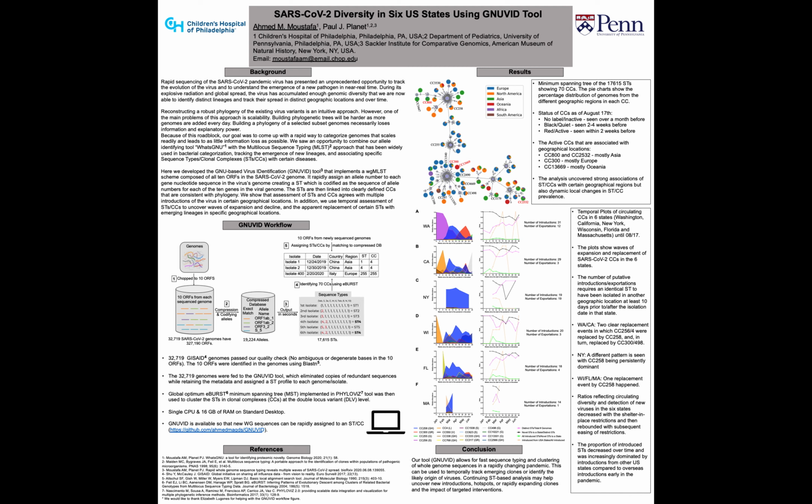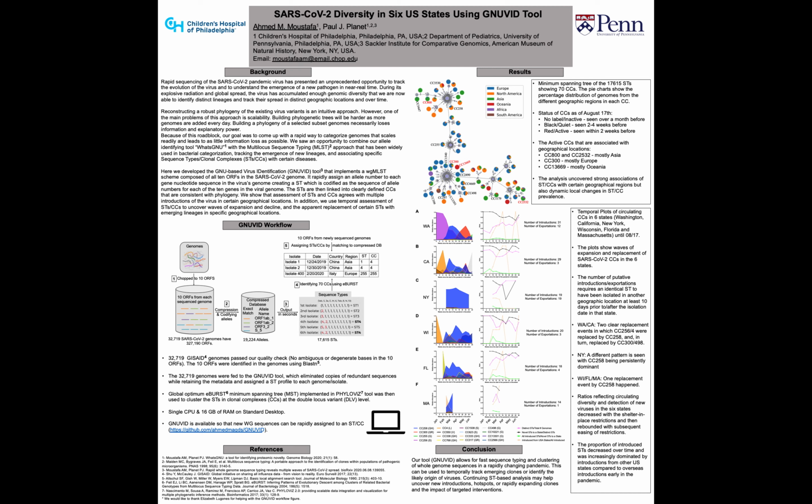The number of putative introductions and exportations were also predicted, and they are based on an identical sequence type being seen in another geographical region at least 10 days prior to the isolation date in that state. In Washington and California, 2 clear replacement events in which clonal complex 256 or 4 were replaced by clonal complex 258 and later replaced by another clonal complex, which is 300 and 498 in the 2 states.